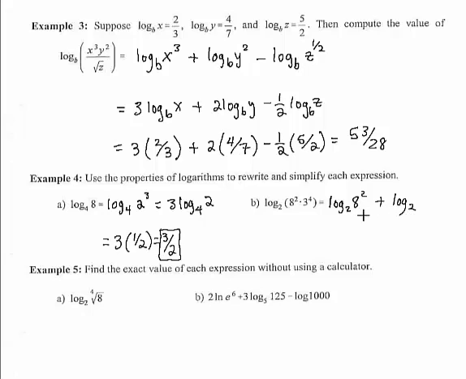Our base is 2. And now I separate the 3 to the 4th power from the 8 squared. I have to use the first property. For each of these numbers, I could simply bring the exponent down to the front. 2 times log base 2 of 8, and then 4 times log base 2 of 3.